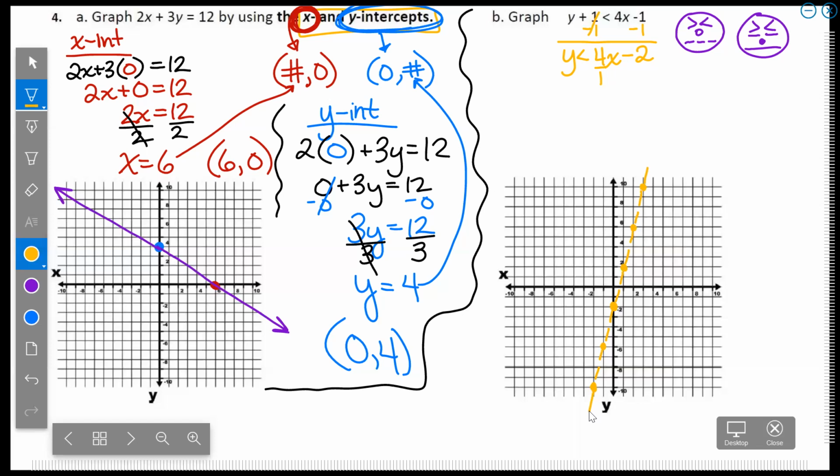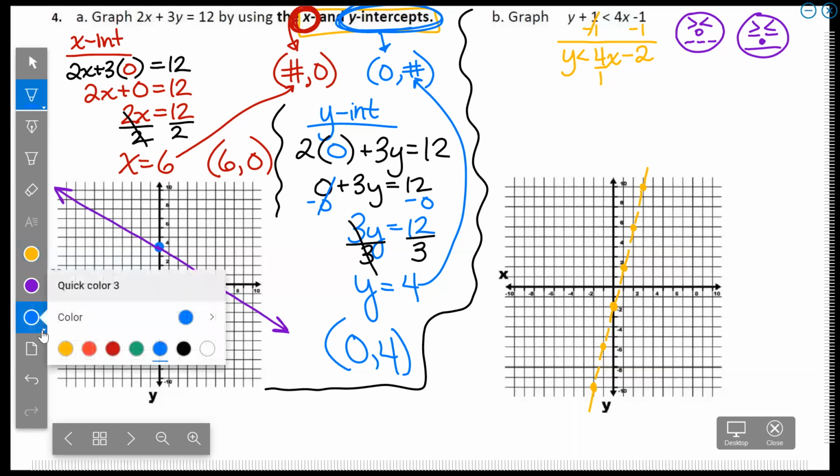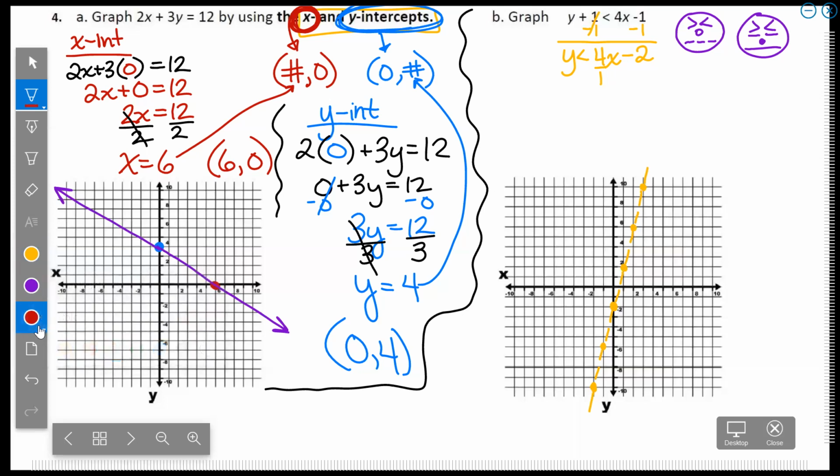I'm going to pick out a test point, and I'm going to see whether that test point comes back as a true thing or a false thing. Whatever point I pick out to test, if it comes back as true, I'm going to shade where that point is. And if it comes back as false, then I'm going to shade the other side. So I usually like to go with 0, 0 as my test point, because it's really easy to multiply things by 0.